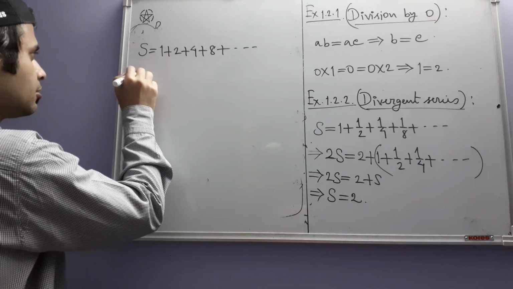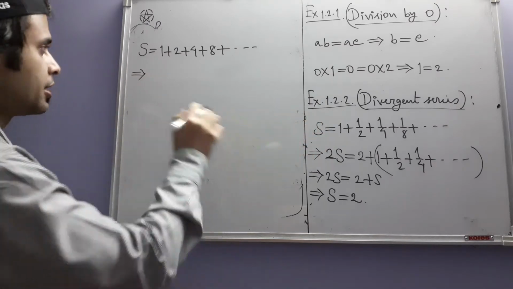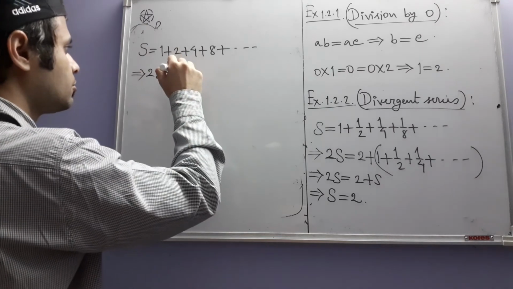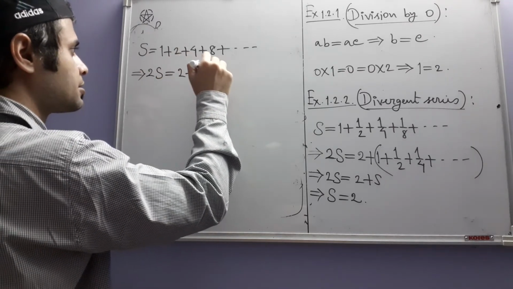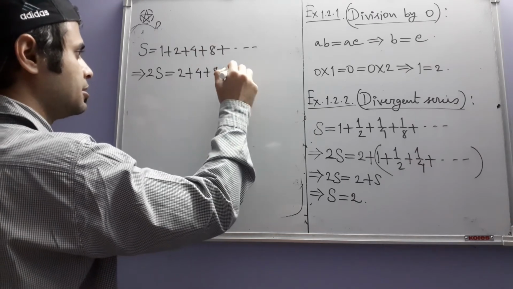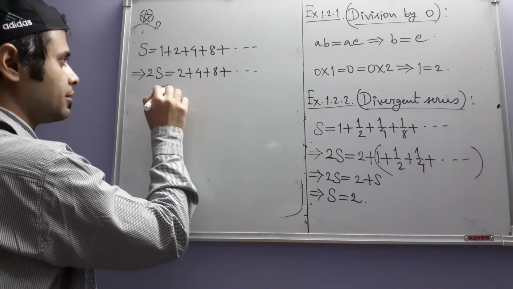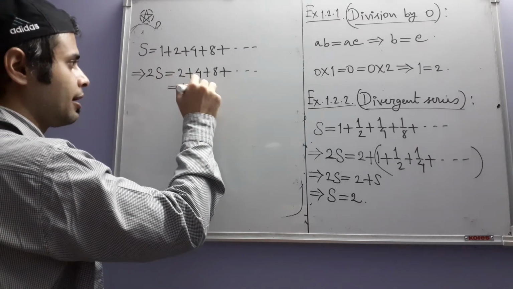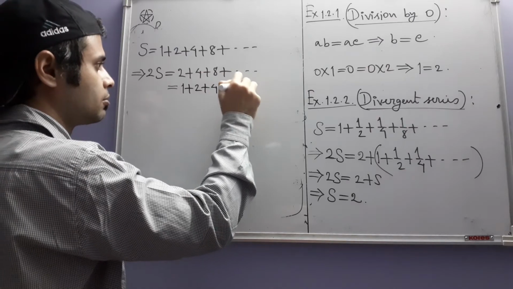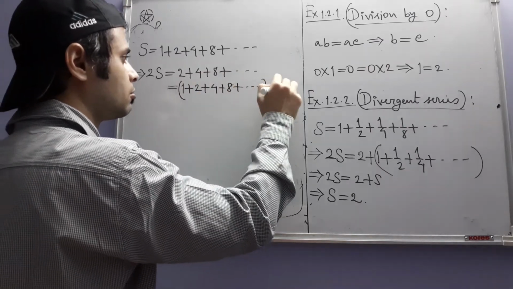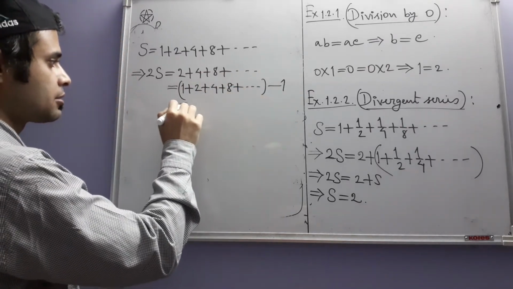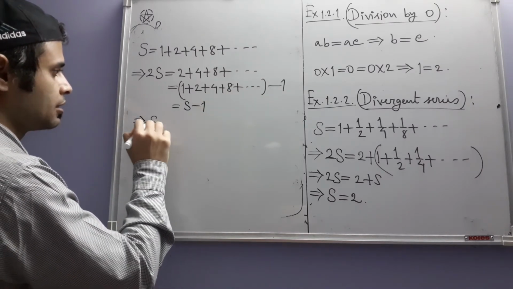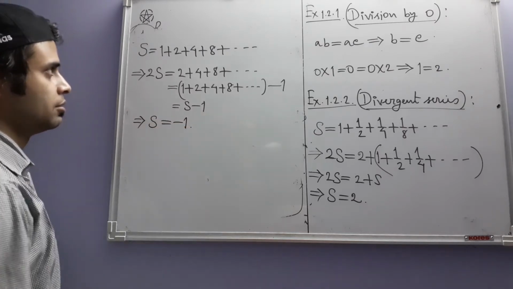Same thing they can do, multiply both sides by 2. 2s is equal to 2 plus 4 plus 8 plus, this will become 16, but we don't bother to write. And this becomes, you see we are short of 1. So we can add 1 and subtract 1. Minus 1. So this becomes s minus 1. So 2s minus s gives us minus 1.